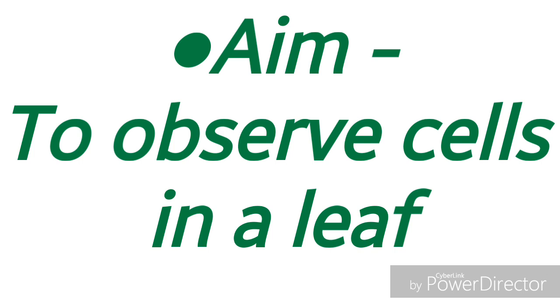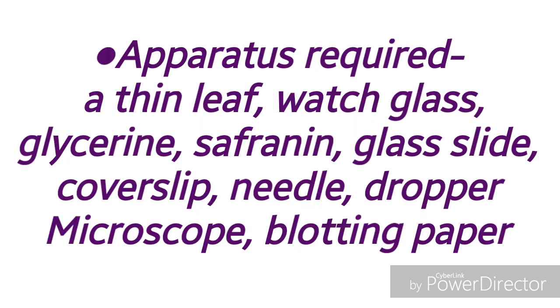Leaf performs photosynthesis, it will do exchange of gases, it will do transpiration. It contains different types of tissues. A tissue is a group of cells which are similar in structure and function. Now let us see what is the apparatus required. A thin leaf, watch glass, glycerin, safranin is a dye, glass slide, cover slip, needle, dropper, microscope, blotting paper. These are the materials required for this experiment.